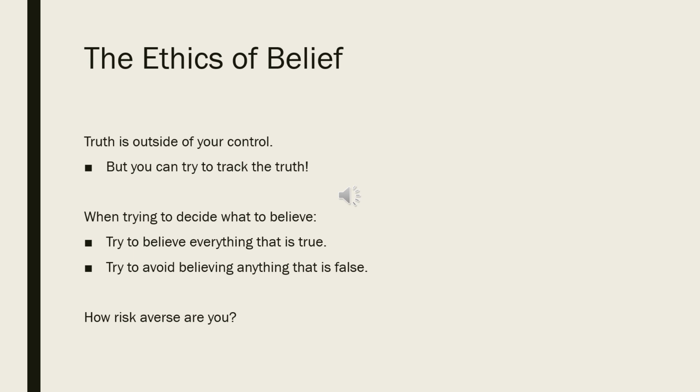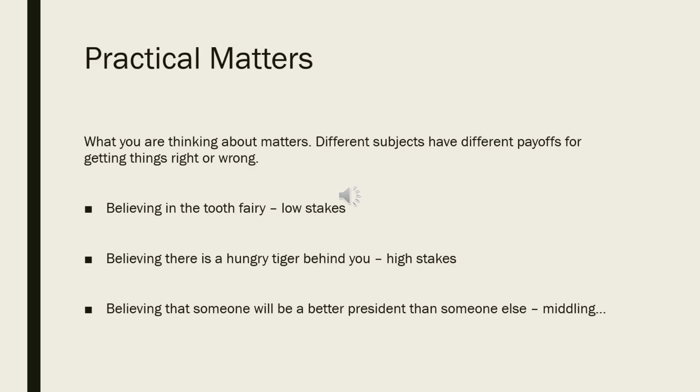Now, when we're trying to decide what to believe, we can come up against two principles. One principle is that we should try to believe everything that's true, and the other is to try to avoid believing anything that's false. You'd be surprised that these two principles are actually very different, because which one you give more precedence, which one you give more weight, will really change what it is that you believe. So the question becomes something like, how risky are you willing to be when it comes to your beliefs, right?